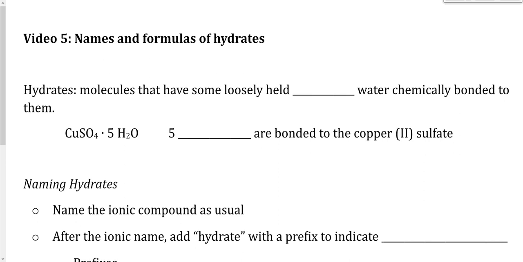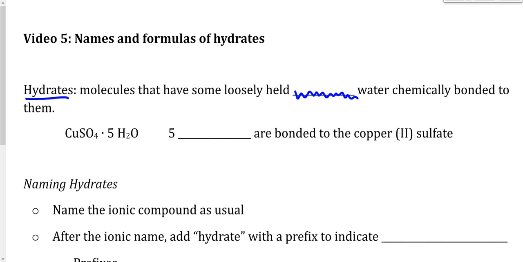This video is on how to name and write formulas for a type of molecule that we call a hydrate. So first we need to make sure we know what a hydrate is. So here's your definition. Hydrates are molecules that have some loosely held water that is chemically bonded to them. Sorry about that. So molecules that have loosely held water.